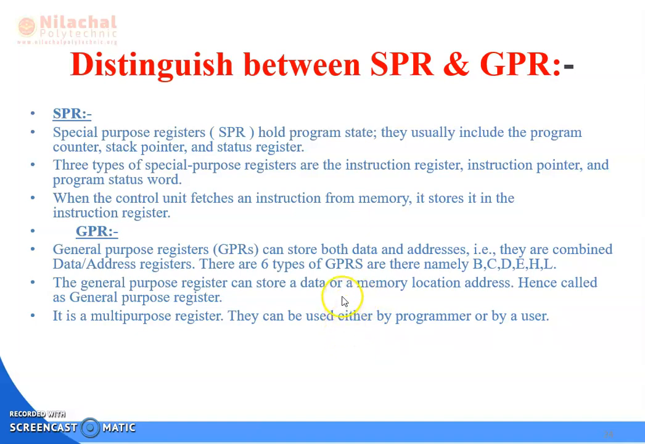Next, general purpose registers or GPRs. General purpose registers can store both data and addresses. That is, they are combined data or address registers. There are 6 types of GPRs, namely B, C, D, E, H and L. The general purpose register can store data or a memory location address, hence it is called the general purpose register. It is a multi-purpose register. They can be used either by a programmer or by a user.